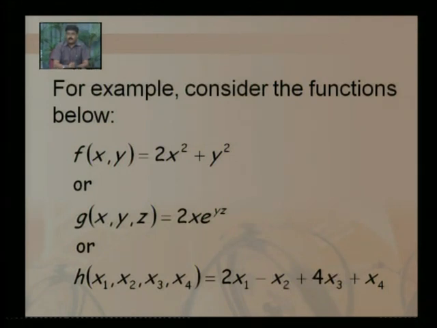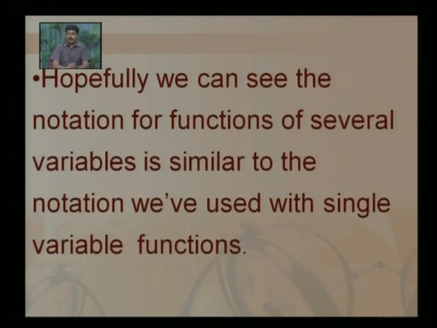Likewise, g(x, y, z). So here g is a function of three variables, that is x, y, and z, and we get the value of g by multiplying 2 with x with e raised to y raised to z. The next function is with four variables, that is x1, x2, x3, x4. So we get the value of h by 2x1 - x2 + 4x3 + x4. Hopefully we can see the notation for the function of several variables, which is similar to the notation we have used with the function of a single variable.